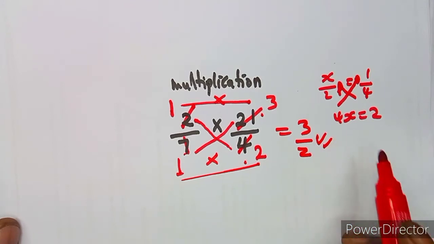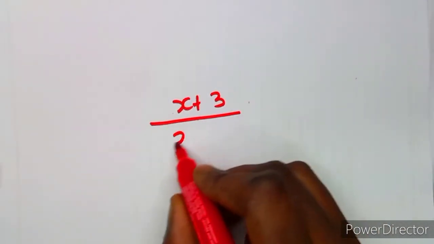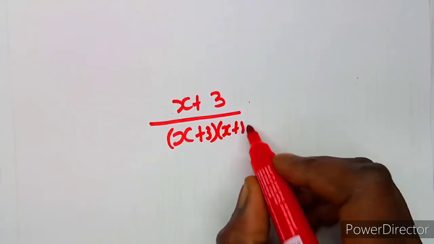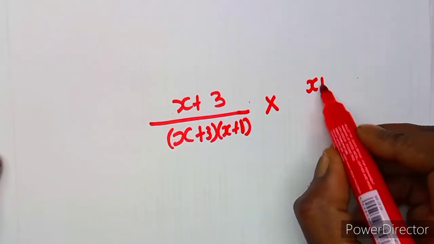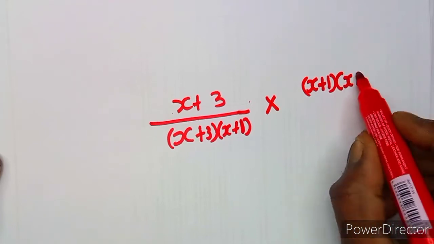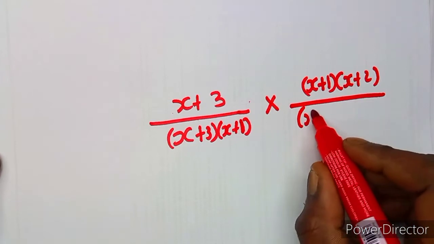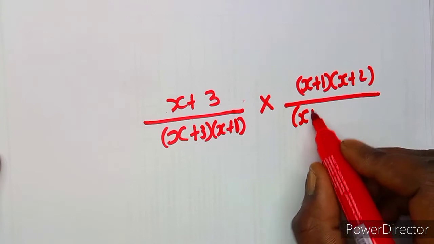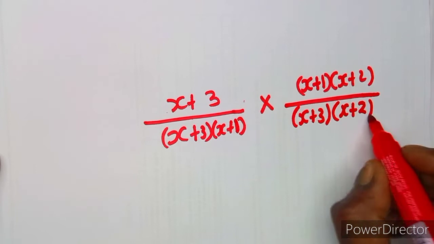That's the only relationship. This relationship is the one which was extended to algebra, where you are given a question to simplify like the one that I'm having here. This is (x + 3)(x + 1)(x + 2) in the numerator over the denominator, as you can see there.